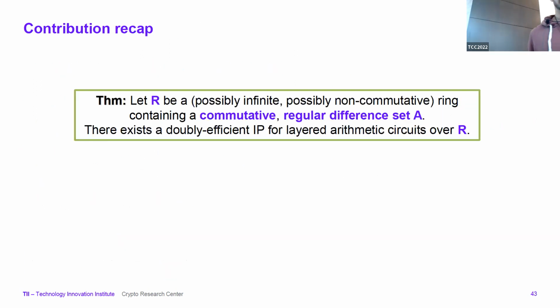So as a recap, this is the one slide with the result. Given some ring that is possibly infinite and possibly non-commutative, as long as it contains a set which is commutative, which means that the elements of the set commute with each other, and which is regular difference, which means that if you take the difference of any two of them, it's going to be a regular element, you can do GKR over that circuit.